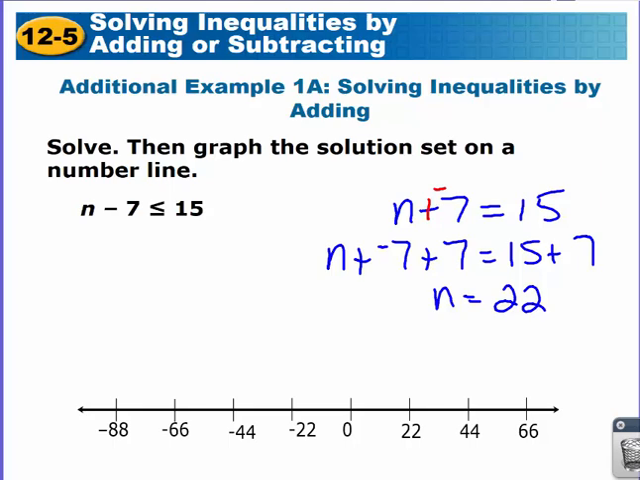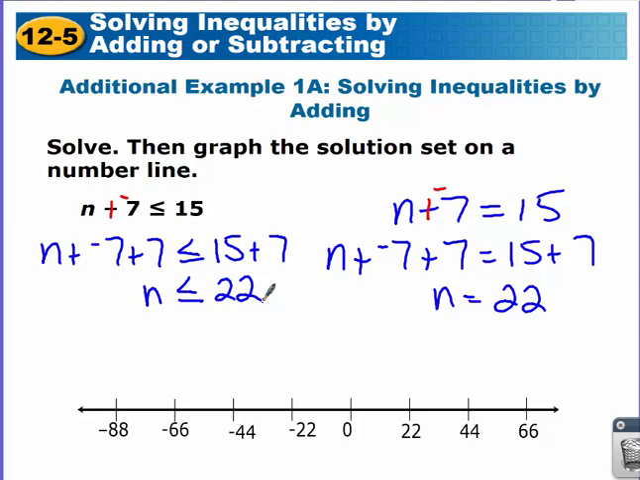So for this one, I would begin by changing my subtraction to addition next to its opposite. n plus negative 7 plus 7 is less than or equal to 15 plus 7. So n has to be less than or equal to 22. In the equation, on the right-hand side here, we have one solution and one solution only. n is equal to 22.